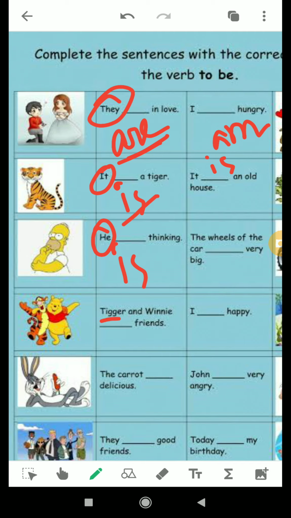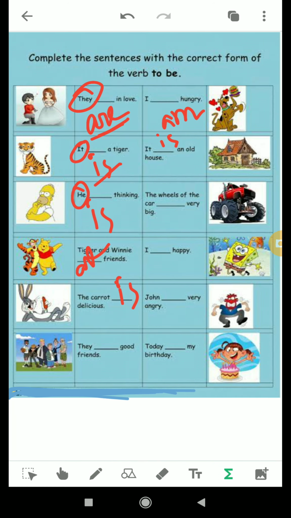Tiger and Winnie. Now tell me, Tiger and Winnie, is it singular or plural? Plural, so we will use are. Very nice. So next, the carrot is delicious. Next, move on to the next. They are good friends. We have taken these examples. Now it is your turn. You will be solving these next four examples.